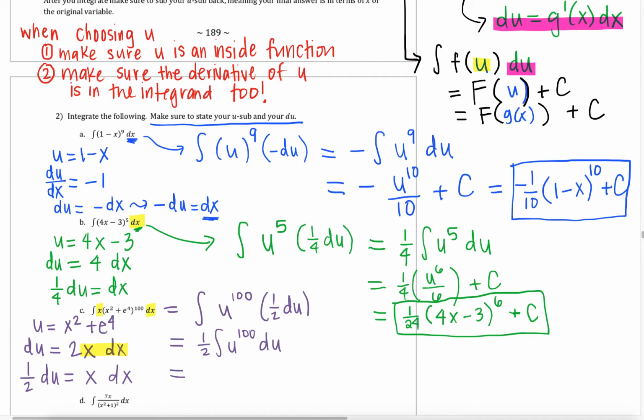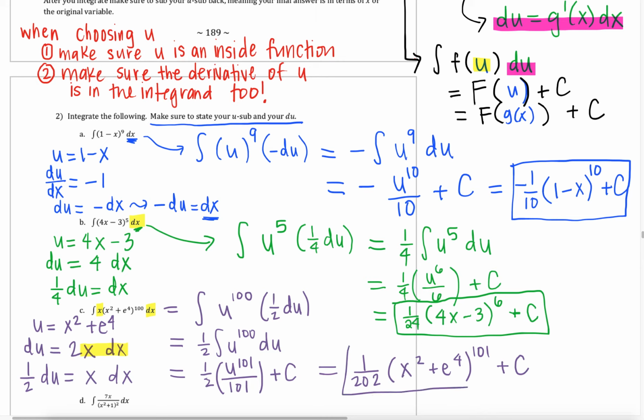For our antiderivative, we can apply the power rule. The antiderivative of u to the 100th is going to be u to the 101st power over 101 plus c, since we don't have any bounds. Then as our last step, I can multiply those and get 1 over 202. Substituting back the u, we get (x squared plus e to the 4th) to the 101st power plus c as our final answer.